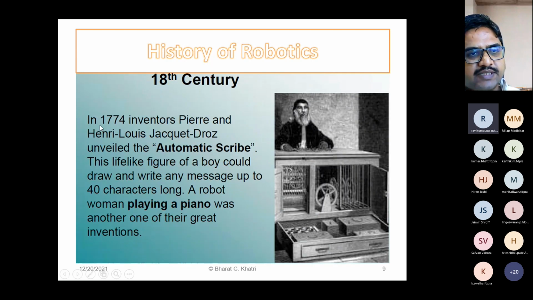In the 18th century, in 1774, inventors Pierre and Henry went for the automatic scribe. This lifelike figure of a boy could draw and write any message up to 40 characters long. So in 1774, they made such a figure of a boy that can write things. Here you can also see a robot man and woman playing the piano, which was another great invention. Here the scribe is shown, our boy writing on the board up to 40 characters. Likewise, a woman playing piano was also created in that century.